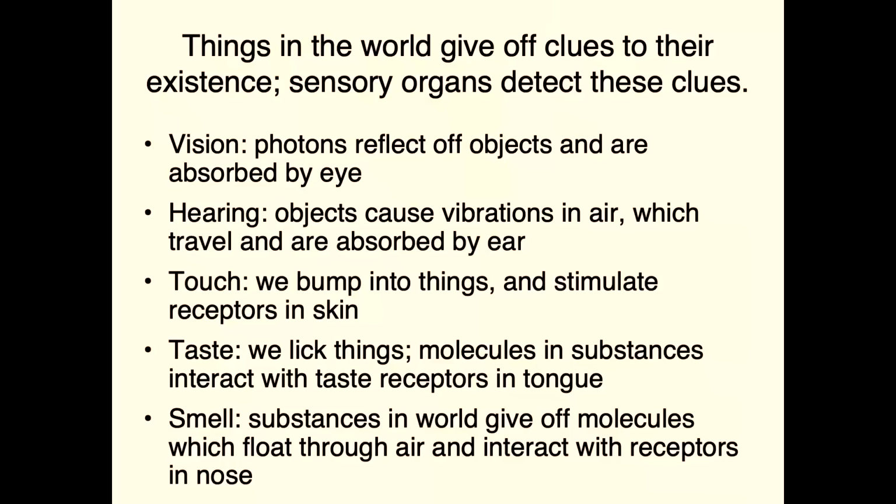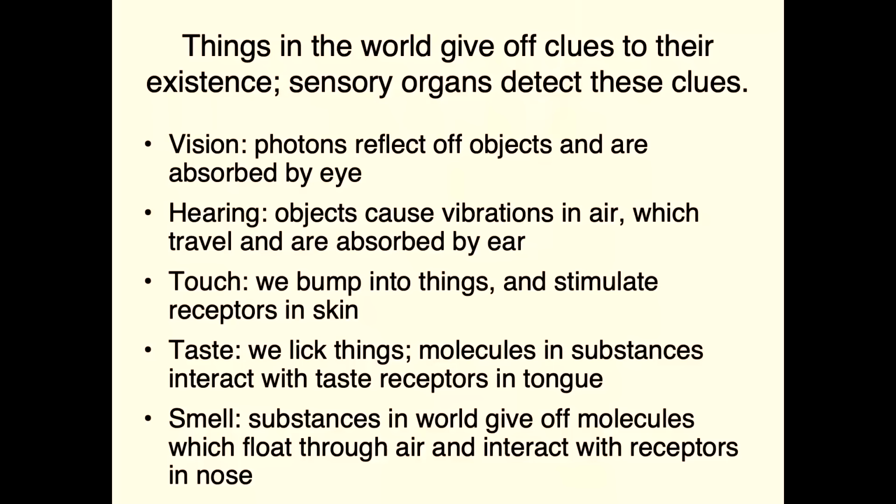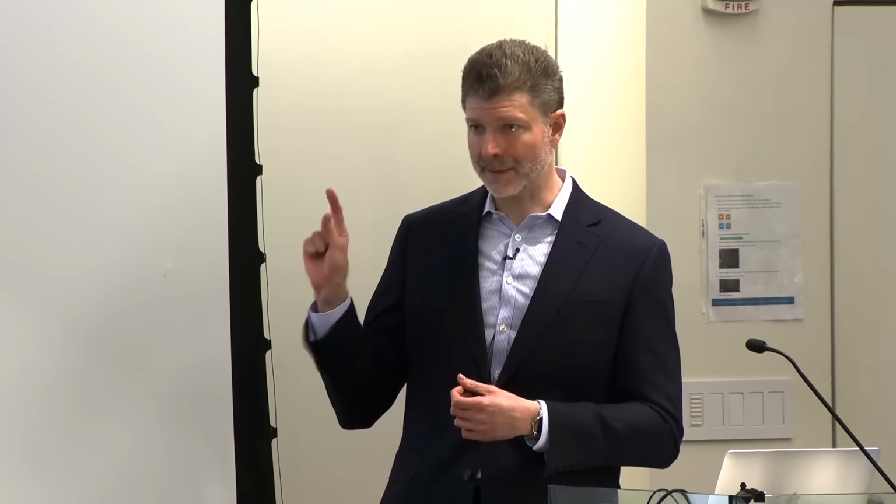So in vision, photons that originate at some kind of light source reflect off objects and are absorbed by the eye. And the pattern of photons gives you information about the objects that they reflected off. In hearing, objects cause vibrations in the air. They travel through the air, and they're absorbed, measured by the ear. With the sense of touch, we bump into things, intentionally or unintentionally, and that stimulates receptors in your skin that respond to pressure and other things.